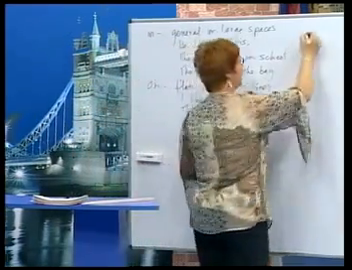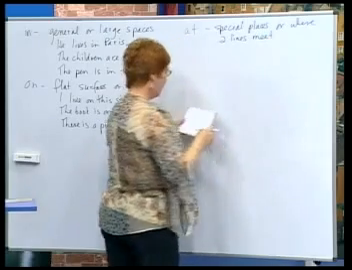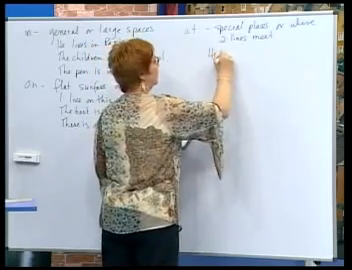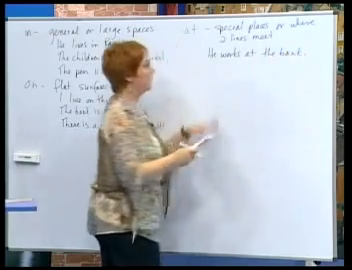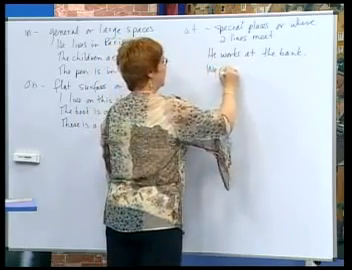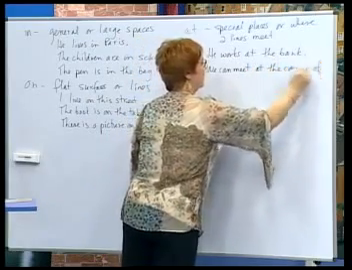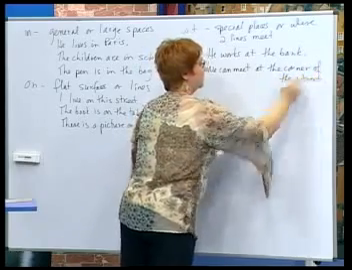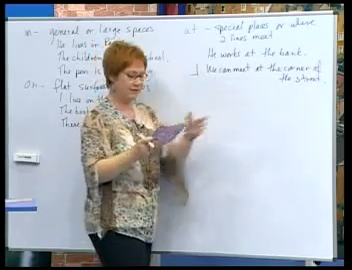Now let's talk about at. And remember that at is for special places or where two lines meet. Okay? So, for example, he works at the bank. This is a special place. We can meet at the corner of the street. Okay? And remember, the corner is where two streets meet.